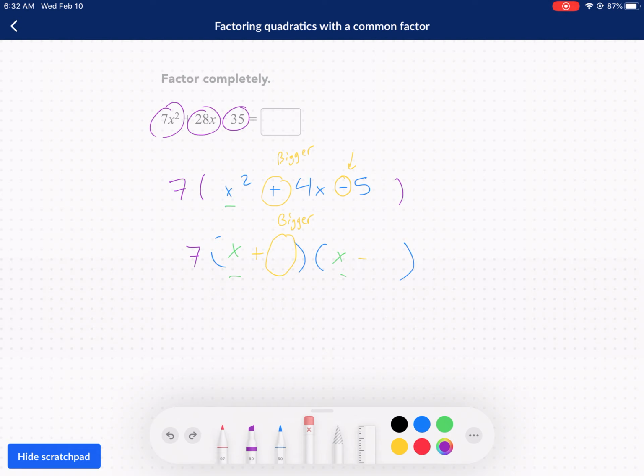Okay, pause this. Okay, unpause. All right, I'm gonna erase it. So a bigger one needs to be positive. I hope we get that. Now, negative. Eraser, man, that bothers me.